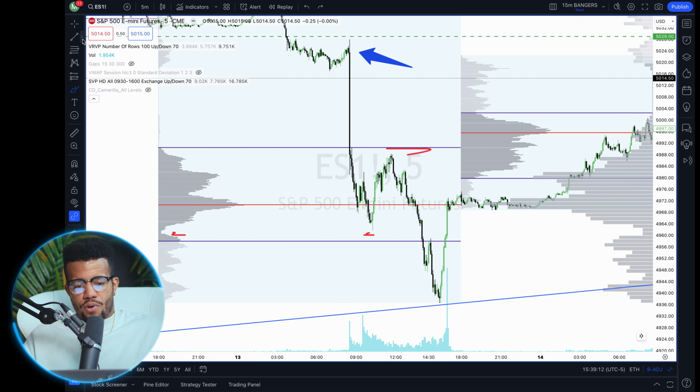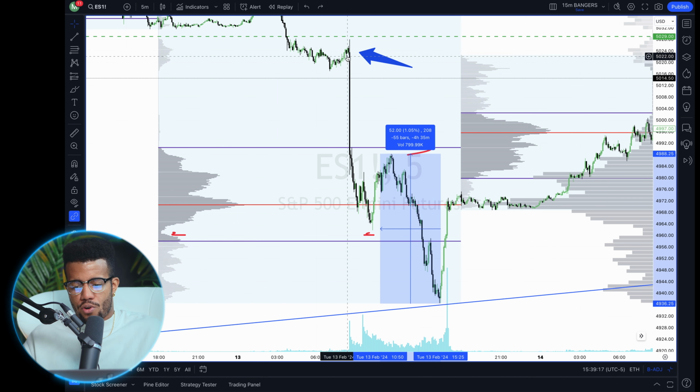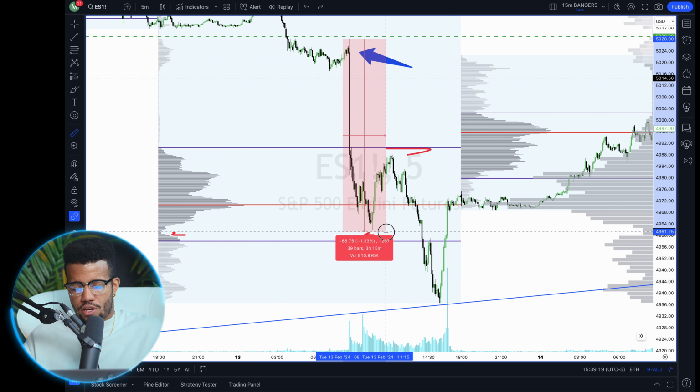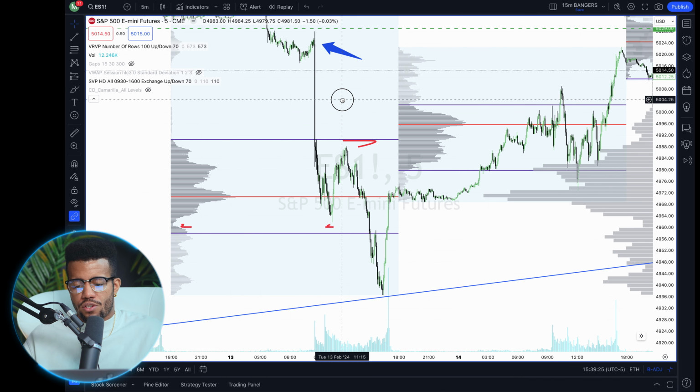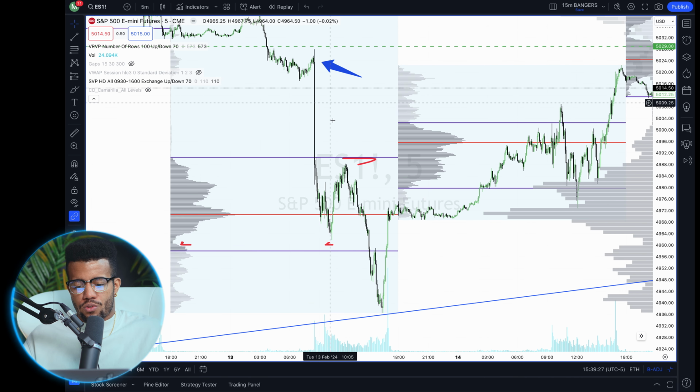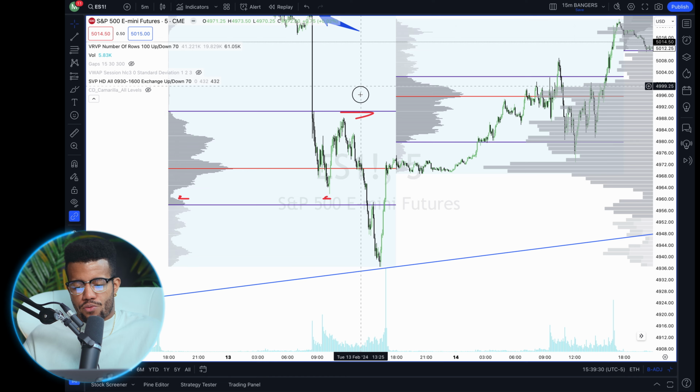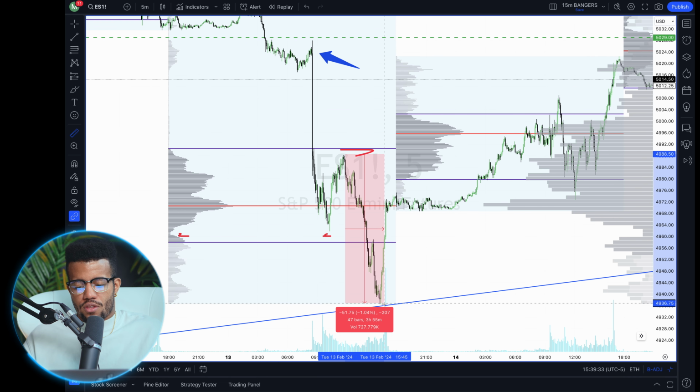Now, just visually, before I even measure this, you can see that this second leg is very close. So 52 points, very close to this first leg. First leg is 66 points. When I say measured moves, and I talk about measured moves all the time, I'm always looking for a leg that's nearly equal to the first leg. This was a little bit shorter, which is fine. But if you were to short this, that's what you would have looked for.